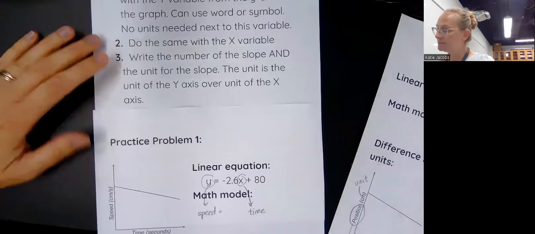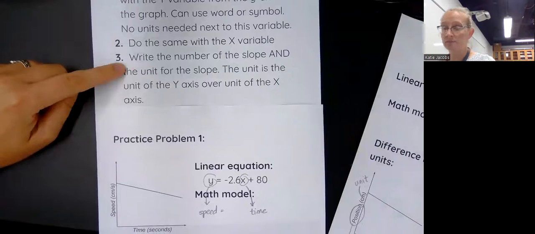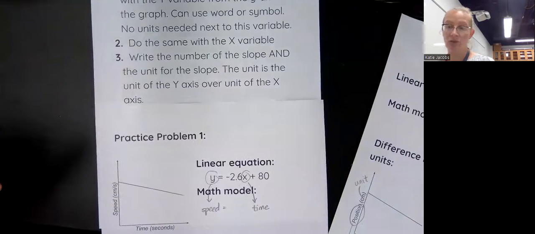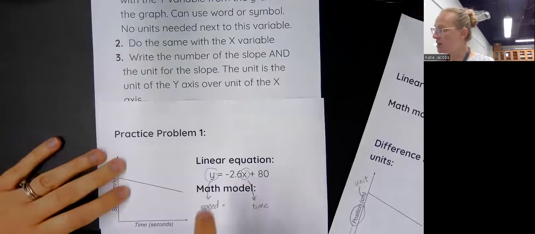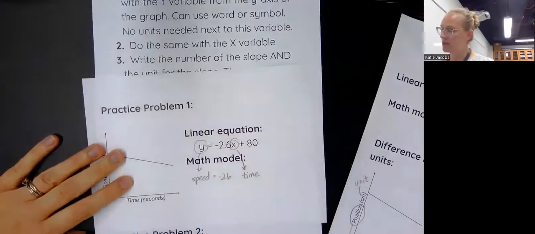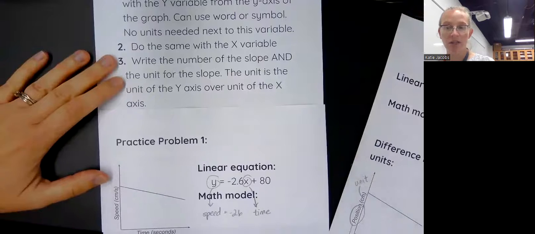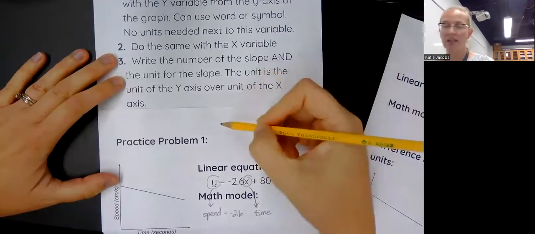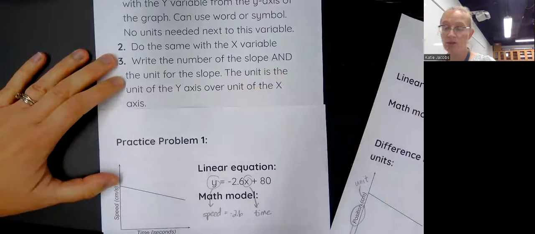Step 3, I'm going to tackle the slope. I'm going to write the number for the slope and the unit for the slope. Okay. The number is negative 2.6. That doesn't change. But what's the unit that goes with the negative 2.6? It's the rise, the y-axis unit over the x-axis unit. The slope is rise over run.